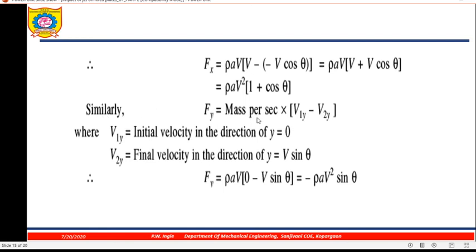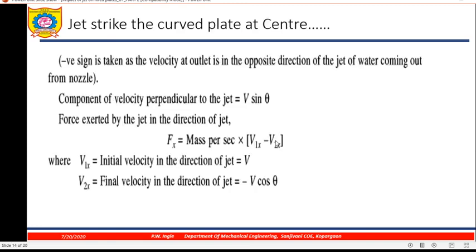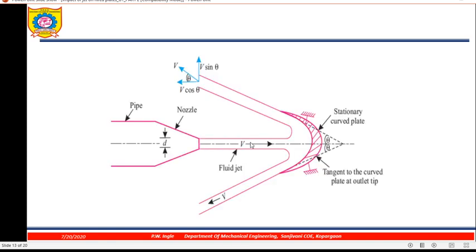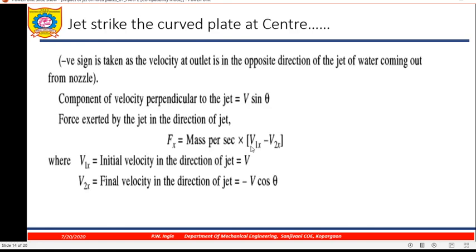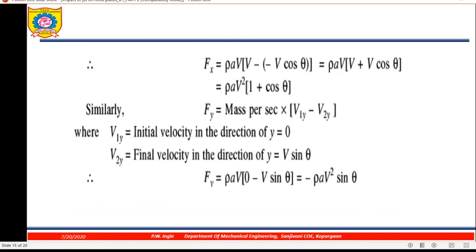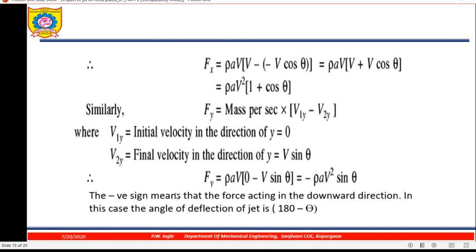Similarly, Fy equal to mass per second in bracket v1y minus v2y. What is the initial velocity in direction of y? It is 0. And v2y is v sin theta. Why is it 0? Because the water is flowing in x direction, so there is no y component. Correct? So therefore Fy equal to minus rho a v square sin theta. And the negative sign means that the force is acting in the downward direction.